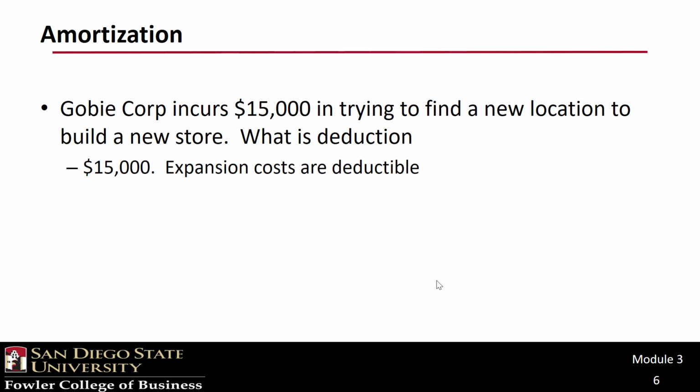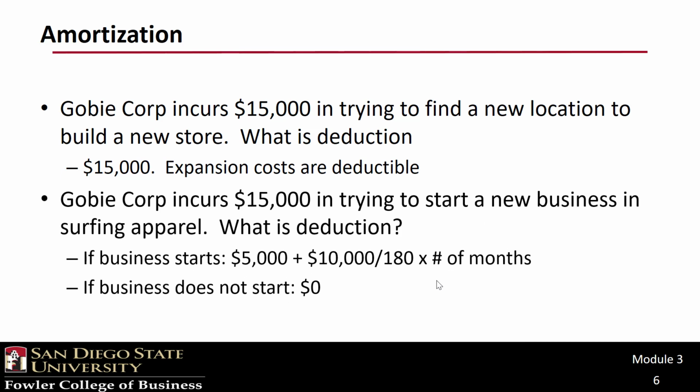So Gobi Corp is in the donut shop business. If Gobi incurs $15,000 looking for a new location to build a new donut shop, this is simply an expansion of their existing business, and the $15,000 is deductible as an ordinary and necessary business expense. If, on the other hand, Gobi spends $15,000 investigating a new surf shop, then these are startup costs and must be expensed up to $5,000 as permitted, then amortized over 180 months, as we are used to. Note that if Gobi's venture fails and the business is never started, the $15,000 is not deductible.